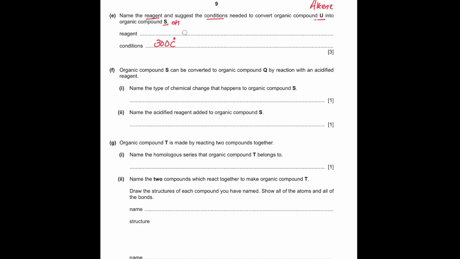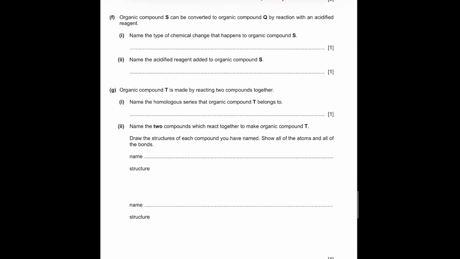Because water is now converting into steam, you can't get the mark if you write water over here. You should write steam. So the temperature is 300 degrees centigrade, pressure will be 60 atm, and then phosphoric acid. These are the conditions to convert an alkene to alcohol.